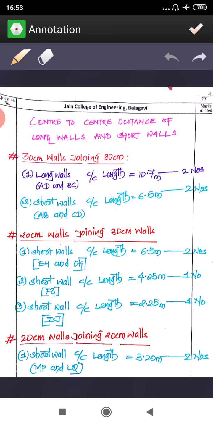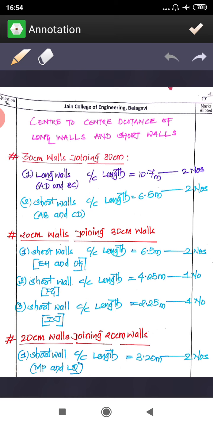Then next I have taken this 20 centimeter joining 30 centimeters. So we have four walls. First I have shown here two short walls, EH and OK, and the length is 6.5, two numbers. Then similarly, short wall FG, the length is 4.25, one number. Then short wall IJ, center to center distance is 2.25, one number.